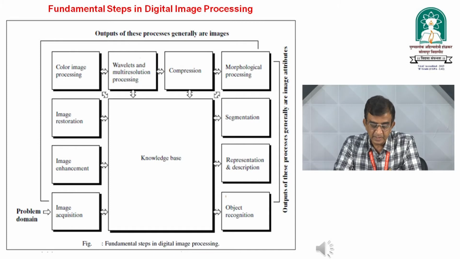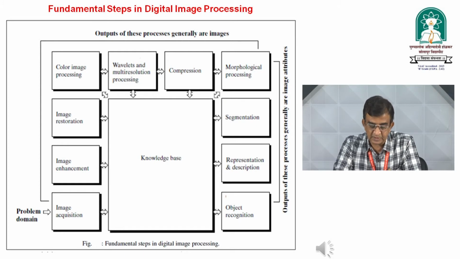Number 9, representation and description. Representation and description almost always follow the output of the segmentation step, which usually is raw pixel data constituting either the boundary of a region or the points in the region itself. In either case, converting the data to a form suitable for computer processing is necessary.